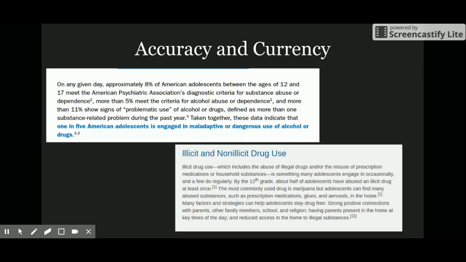So I decided to compare some of the statistics in this article to the statistics in another source that I found. And I can see that these two sources present different information, and since both of these statistics are from trusted sources, I need to use the one that was published more recently.